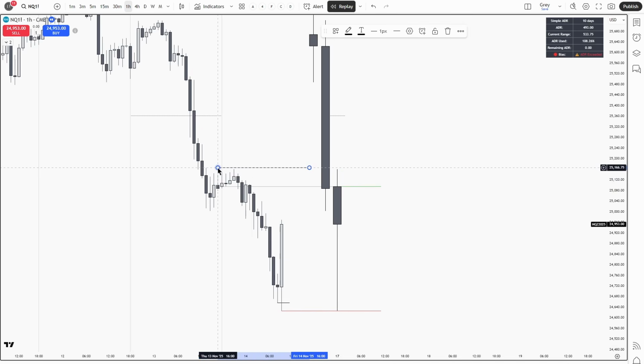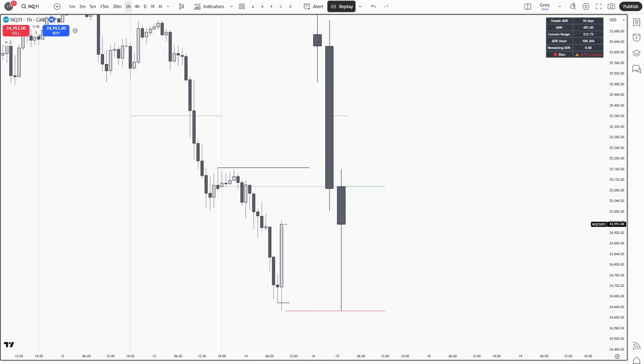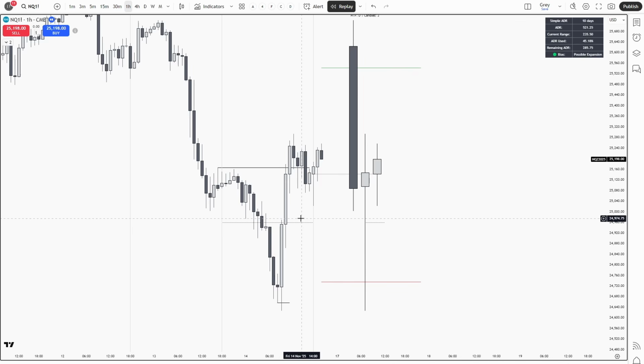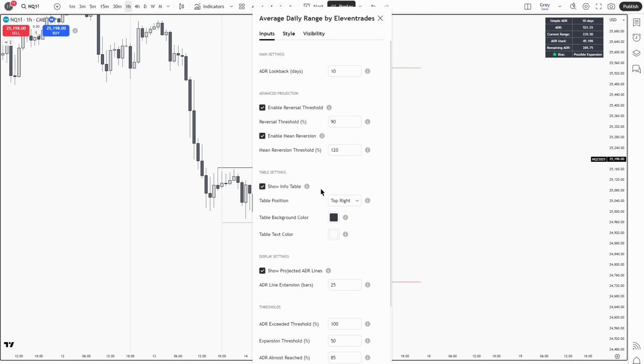But we also have a failure swing just slightly above the opening price of the candle. So either you can trade towards the opening price mechanically, or you can use a little bit of discretion and target the equal high above that. So now going into the session, as you can see, we have bounced now higher. Now I'm going to show you how to use the mean threshold when the ADR is exceeded by 120 points.